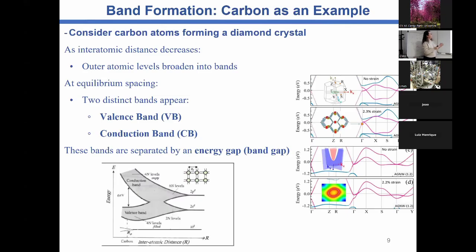So in terms of bond formation, in the case of carbon, as I told, we have the s orbital and p orbital. So you know that we can have hybridization of the p orbital. In terms of hybridization, we can have sp, sp2, and sp3.